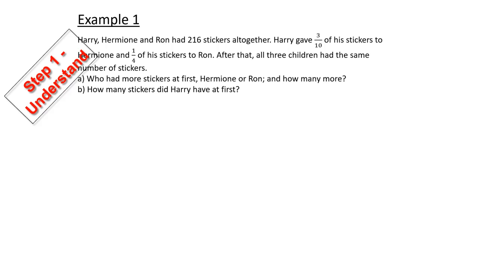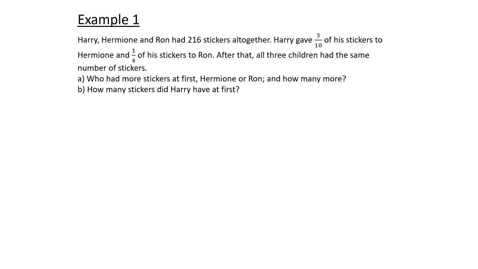The first step in solving the problem is to understand the problem. Harry, Hermione and Ron had 216 stickers altogether. Harry gave 3/10 of his stickers to Hermione and 1/4 of his stickers to Ron. After that, all 3 children had the same number of stickers.